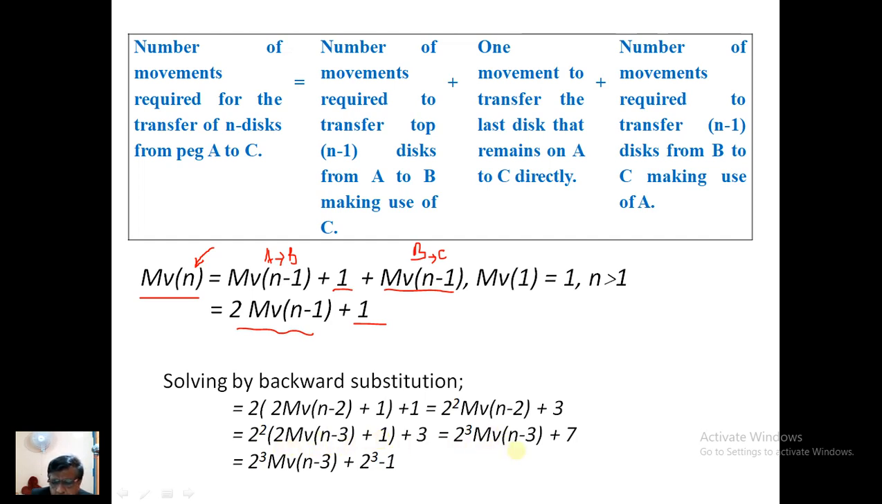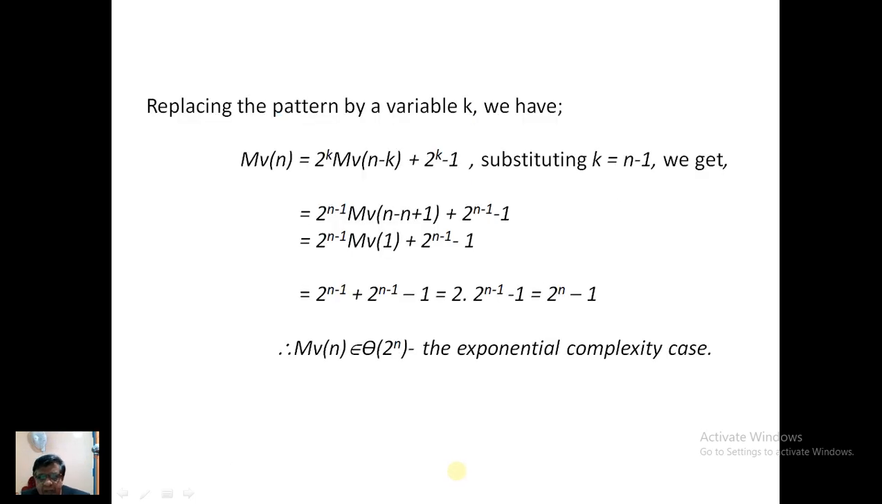This becomes 2 cube M(n-3) + 7. The pattern is emerging, but somewhere it is obscure. It has become 7. Here in the third step there is a 3 present here, there is 3 present over here, and 3 is missing over here. Therefore, we can adjust this by tweaking this. We can just see that 3 will also surface over here. 2 to the power of 3 M(n-3), and 7 can be written as 2 to the power of 3 minus 1.